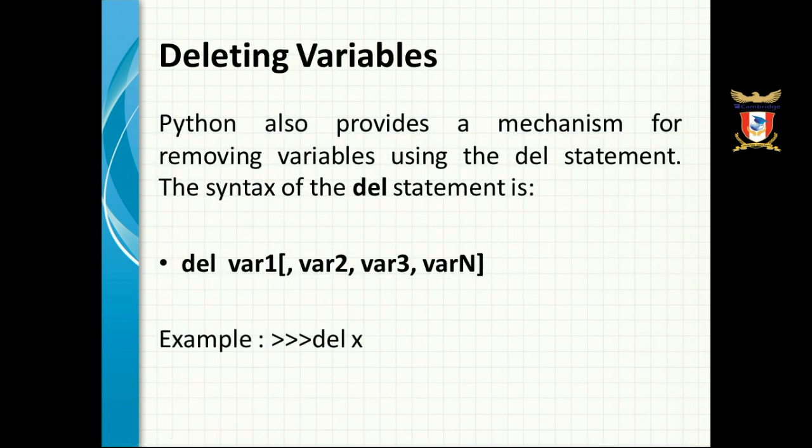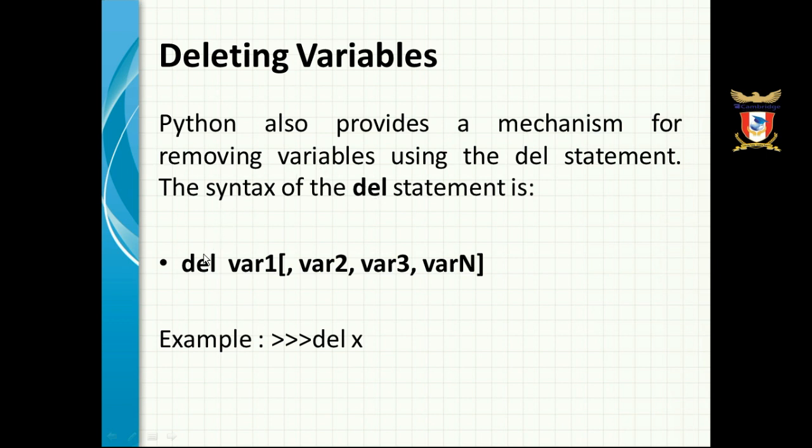After data types, we'll discuss the concept of deleting a variable. Python also provides a mechanism for removing a variable using the del statement. What does that mean? In general, a variable is automatically destroyed from memory after the completion of a program, when the program finishes its execution. But if you want to delete a variable from memory, from RAM, before the completion of a program, then you can use the del statement.